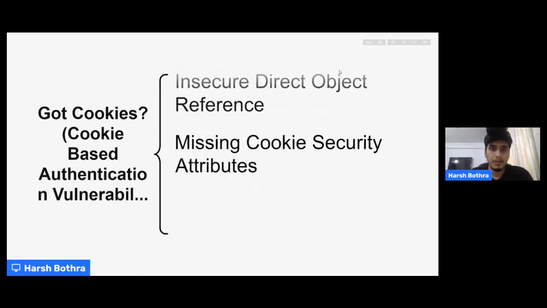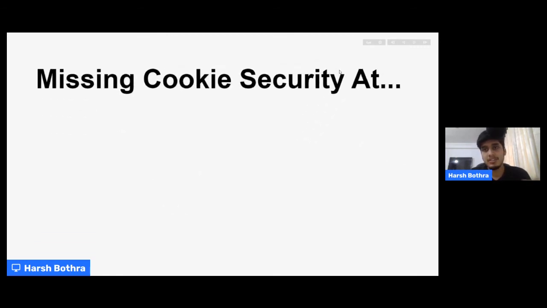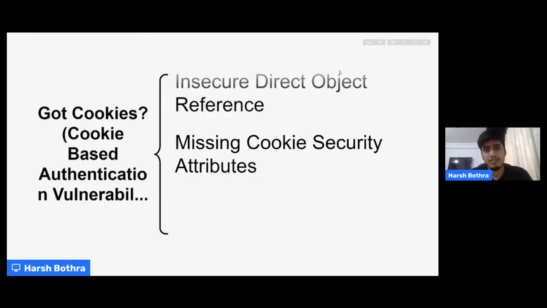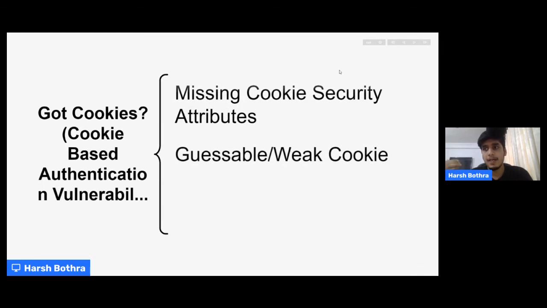Now, cookie security attributes. This is more of a security best practice where you check for missing security flags, like the HttpOnly flag, which protects cookies from being stolen via JavaScript or XSS payloads. The missing Secure flag helps prevent cookies from being hijacked or exploited over the HTTP protocol. The SameSite flag basically helps you prevent cross-site request forgery attacks.